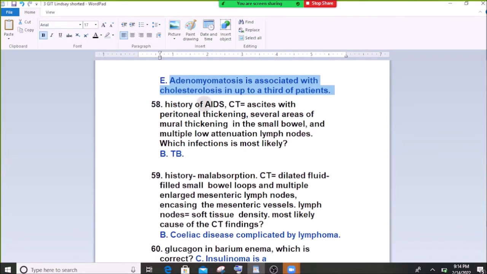58. History of AIDS. CT shows ascites with peritoneal thickening, mural thickening of the small bowel and multiple low-density lymph nodes. Which infection is most likely? TB. In an AIDS patient, there is ascites and multiple low-density lymph nodes, so diagnosed TB.